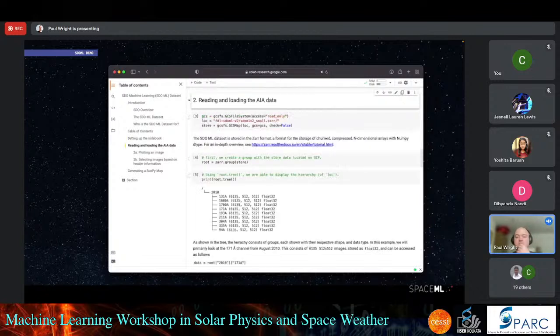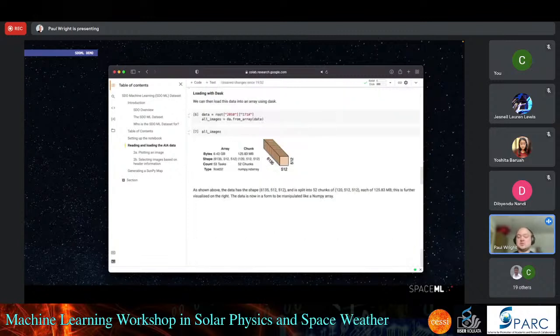So in cell 3, we provide the location of the small subset of the dataset from August 2010. This example concentrates on AIA. The process is very similar for the other instruments, such as HMI and EVE. To access this data, in cell 4, we first instantiate a Zarr group. And in cell 5, we then can just visualize how the data is stored. From the hierarchy, we see that it's stored per year and per wavelength channel. So for example, we have August 2010 here in this small demo data set. It consists of 6,000 512 by 512 images stored as float32.